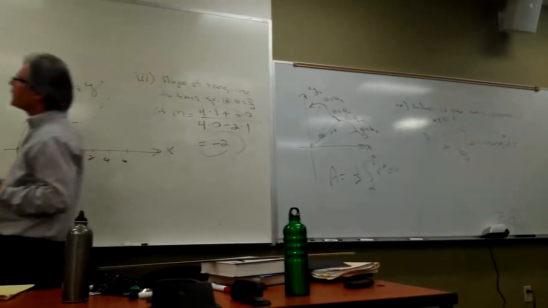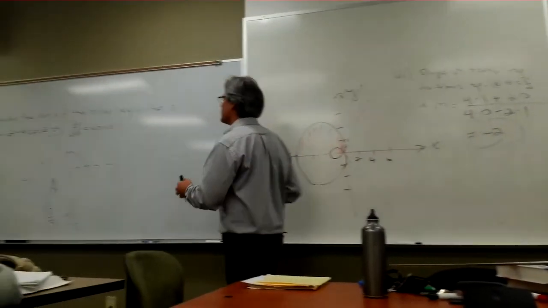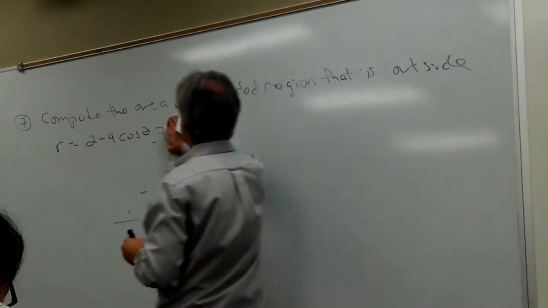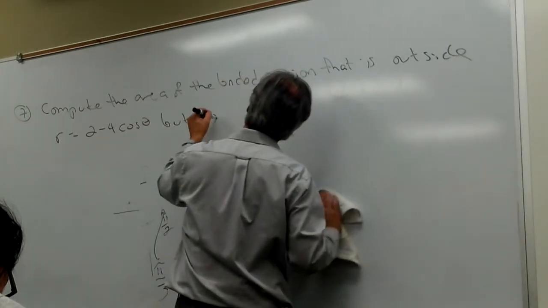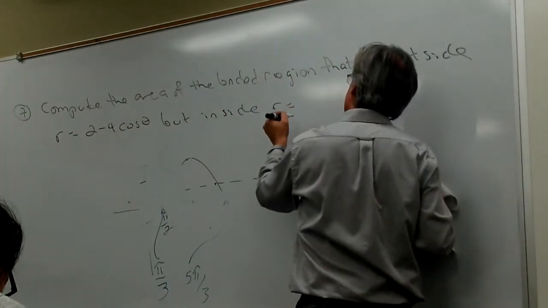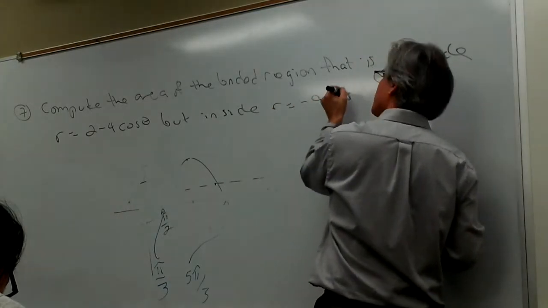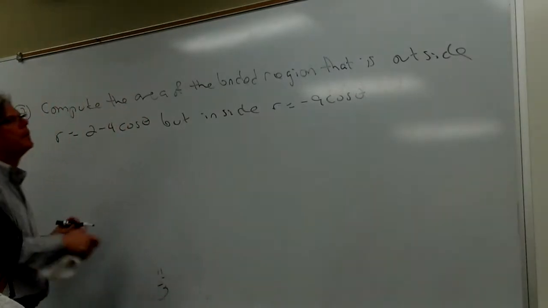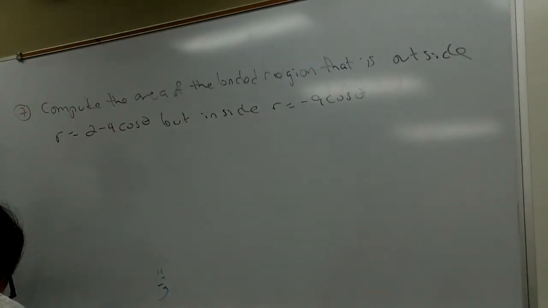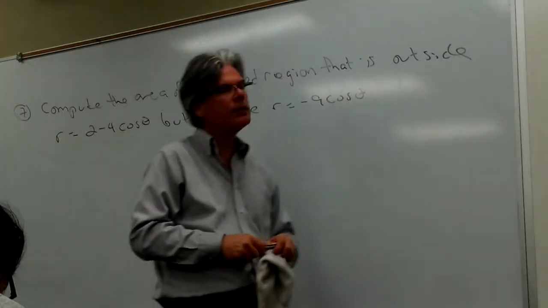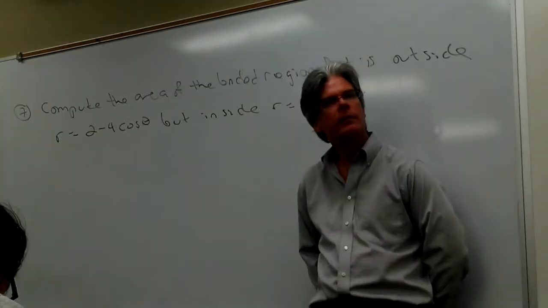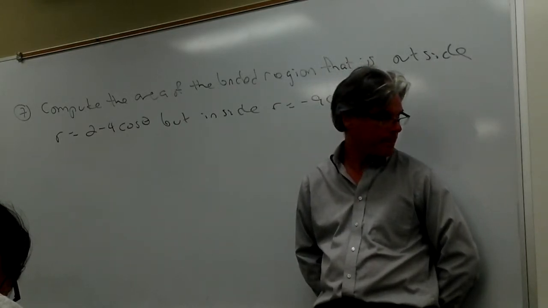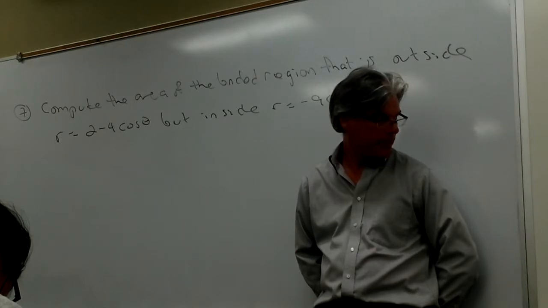Well, you guys check this out. Compute the area of the bounded region that is outside this curve but inside r equals -9 cosine theta. What does that graph look like? He asked about symmetry on this one, but we can't use symmetry, right? Because the graph actually crosses the y-axis, and because we were going from pi halves to pi.